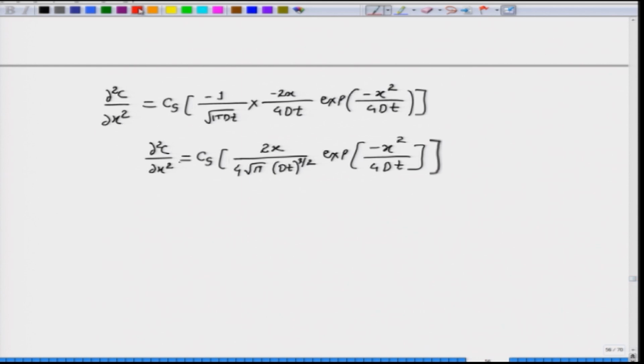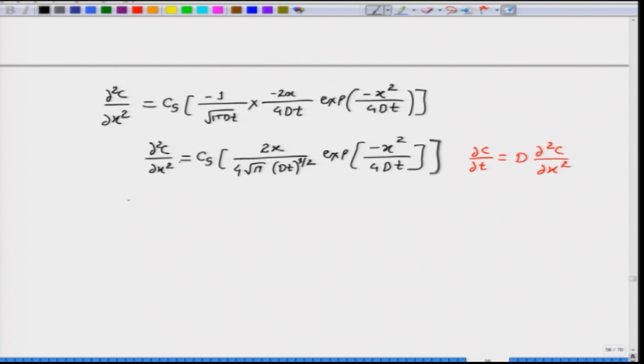What it also means is that if we look at the diffusion equation, ∂c/∂t equal to D times ∂²c/∂x², the curvature is always positive at all x, which means ∂c/∂t is positive. So, the concentration at any x position should increase with time.